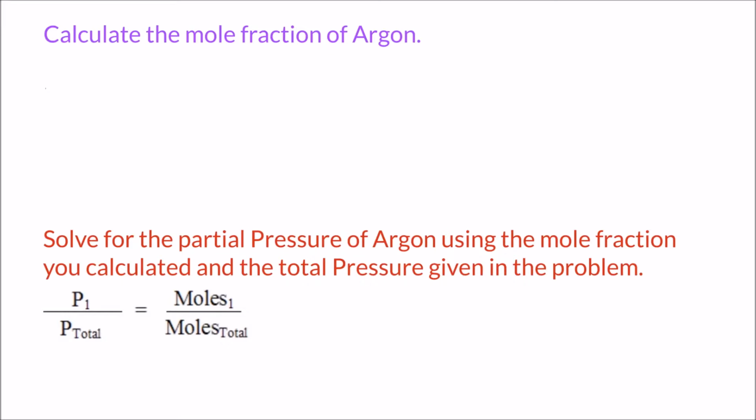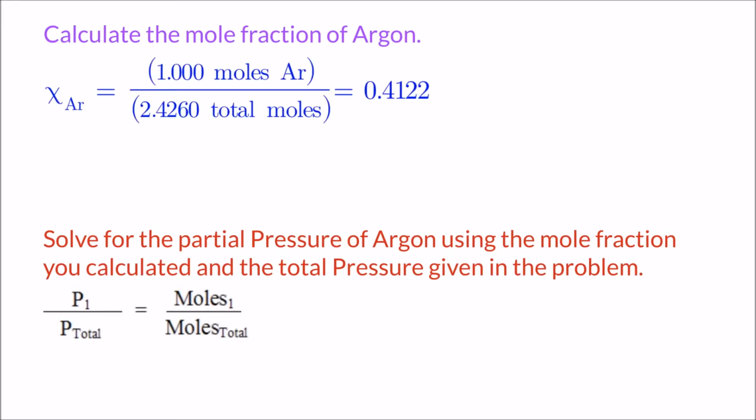So let's calculate that mole fraction of argon. We do 1 divided by 2.4260, and that gives us our mole fraction of argon. This is a unitless number because you have moles on top and moles on bottom, and so the mole variable cancels. So this is a naked number on purpose. It's not supposed to have any units.